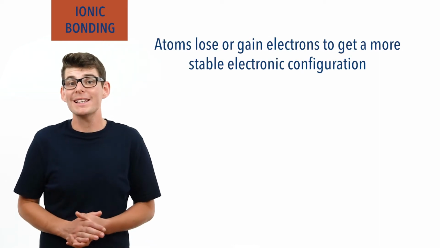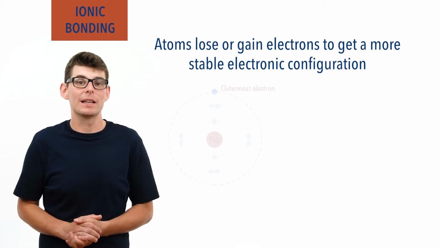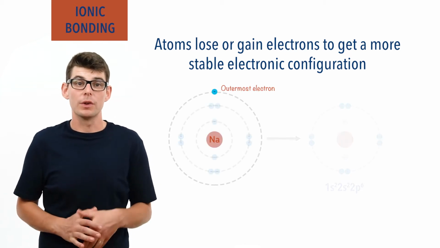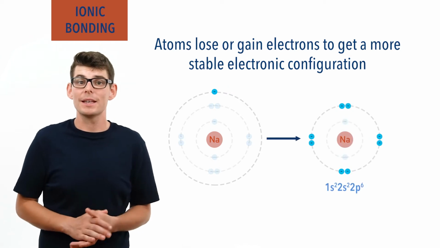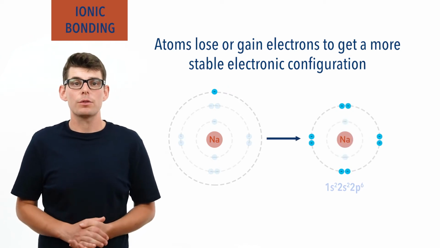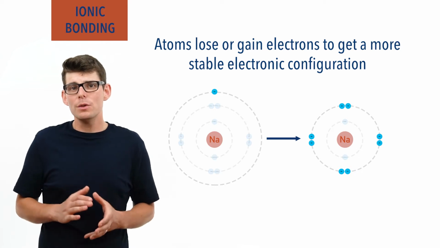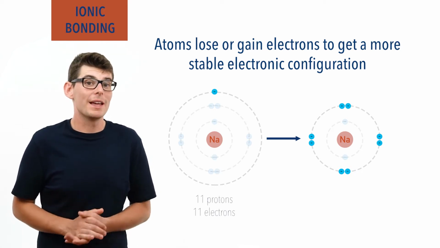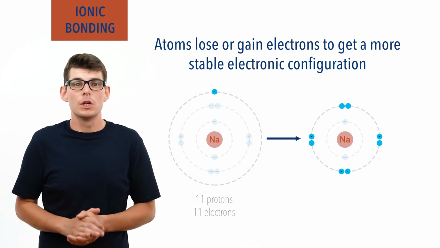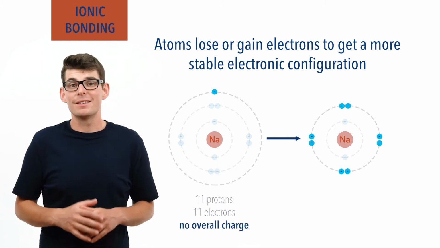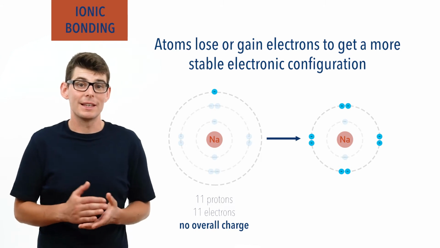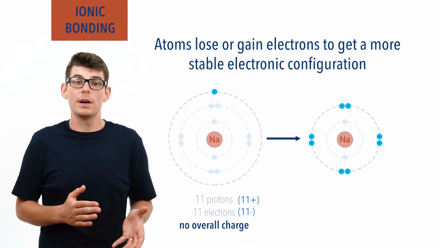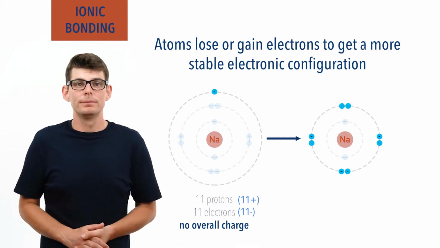For example, an atom of sodium has one electron in its outer shell. To get a full outer shell and stable configuration of 1s2, 2s2, 2p6, it will lose this outer electron. Before it loses the electron, it has 11 protons in its nucleus, an atomic number of 11, and 11 electrons. No overall charge, as the total charge from the nucleus, 11 plus, is cancelled out by the total negative charge, 11 minus, from the electrons.